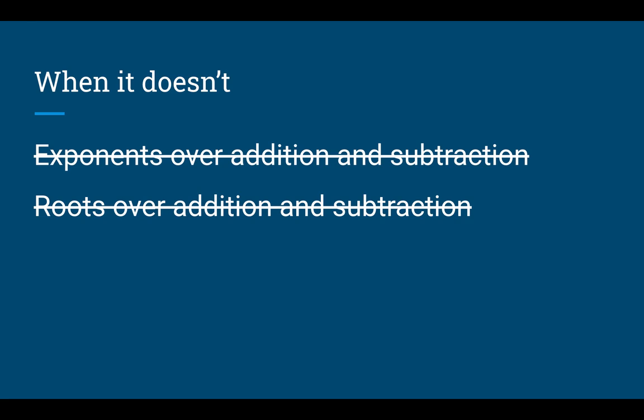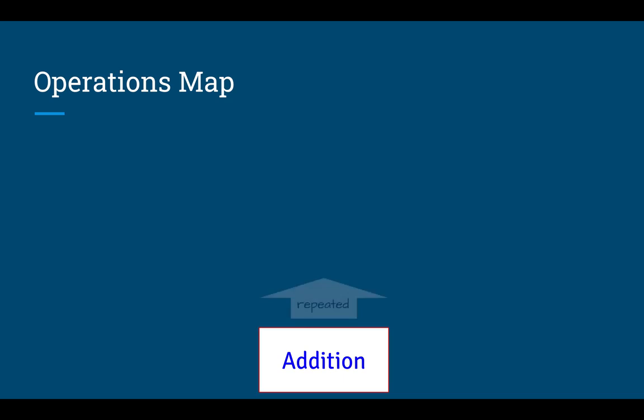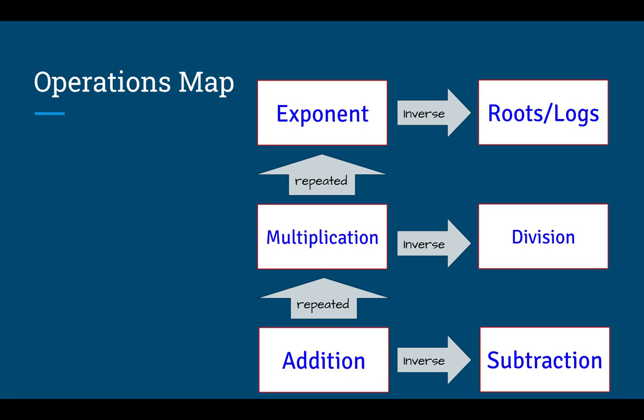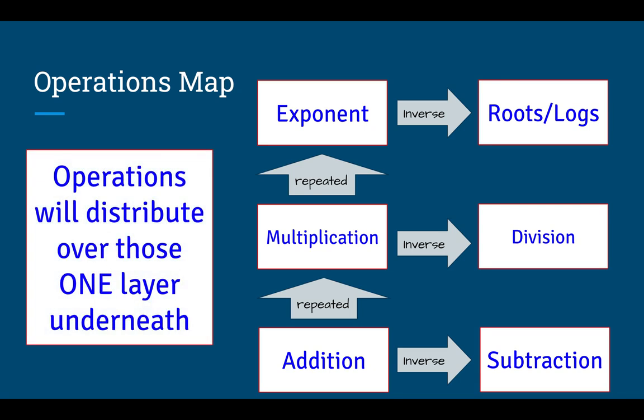When does it not work? We are trying to skip those two levels, so exponents will not distribute over addition and subtraction. We'll look at some counterexamples in a second, and you can't do roots over addition and subtraction, only over division and multiplication. Okay, so just a quick reminder, this is why that won't work, because you're going over those double layers, and it's because of that whole repeated thing that links each layer. That's why you can do it. I can go into proofs, but I don't think you want to see them right now.